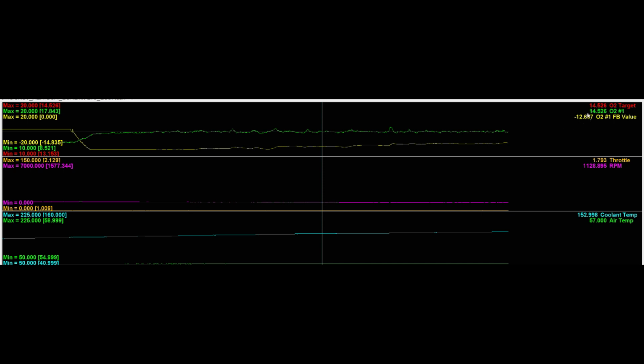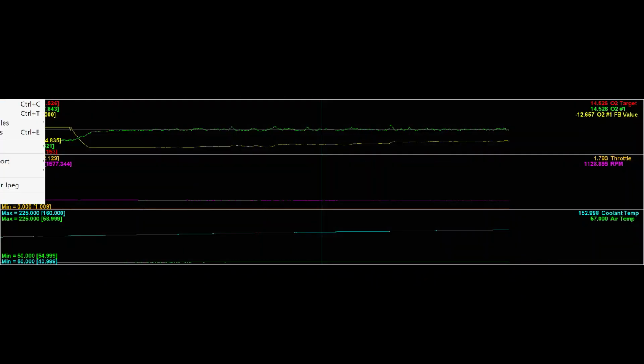Certainly, we have more O2 feedback than I'd like to have, but considering this is idle, I don't usually concern myself so much with this. As long as it's not maxed out on the O2 feedback and we're able to stay in line, that's pretty good. So for a cold start, I'm kind of satisfied with this, other than that first 30 seconds we talked about.